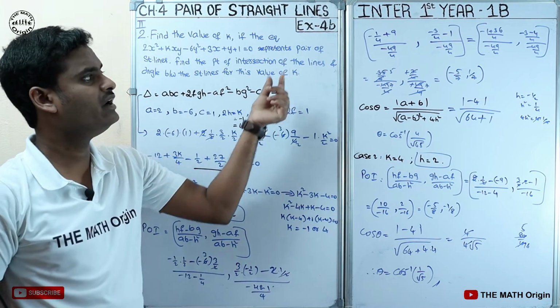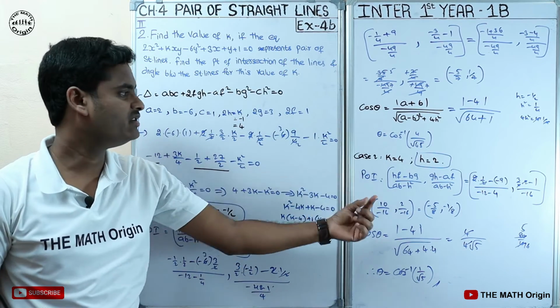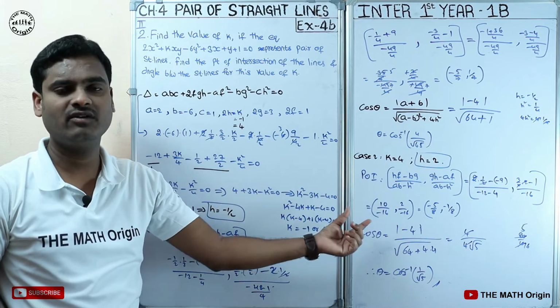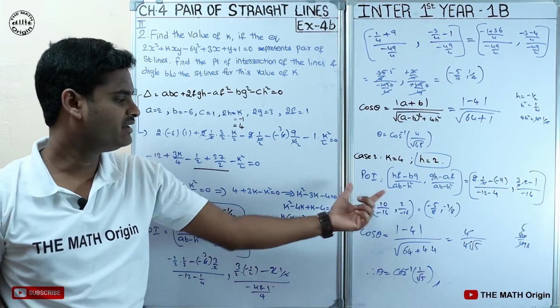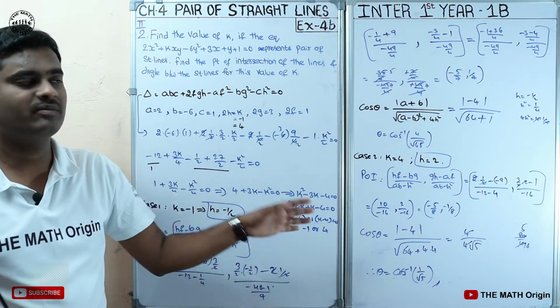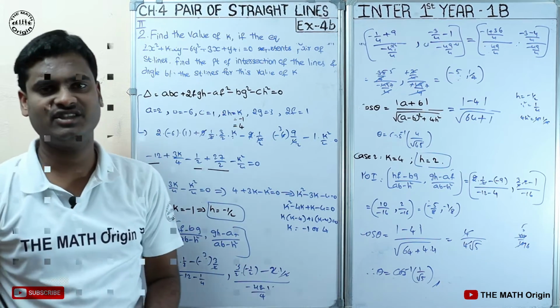Therefore with this we found the K value, we found the point of intersection for each specific H value, and also we found the cos angle between the pair of straight lines with respect to the different H values. Okay, with this we completed the second problem from the second section.